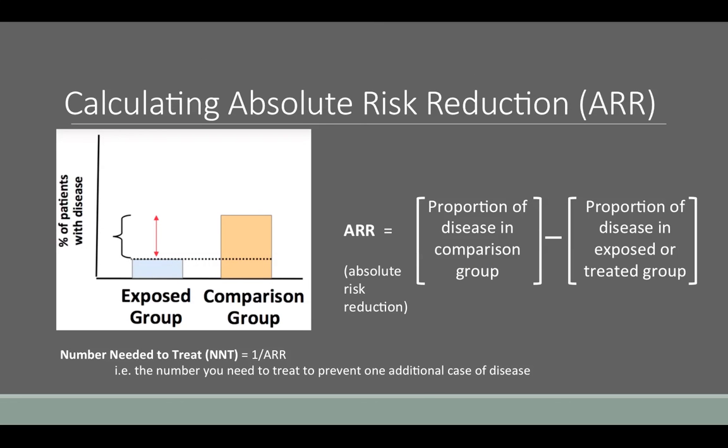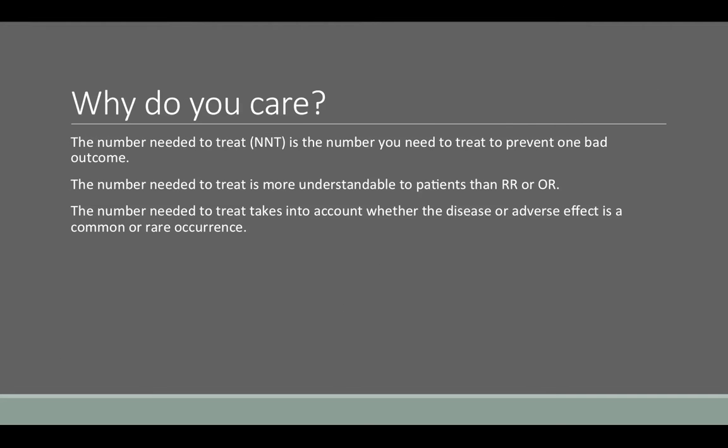To calculate the absolute risk reduction, we subtract the proportion with the disease in the exposed or treated group from the proportion with disease in the comparison group. The number needed to treat is simply 1 divided by the absolute risk reduction. The number needed to treat gives you the number of people you need to treat in order to prevent one case of disease. Why is this a good formula to know?